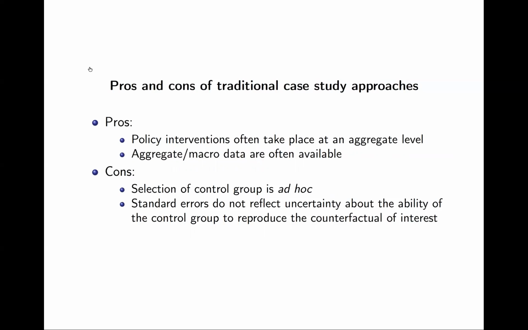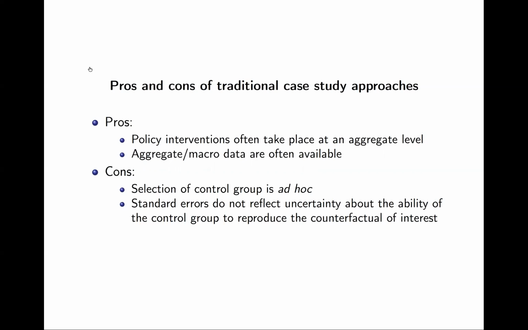Think about the Card-Krueger minimum wage study. What's the control group for New Jersey? Pennsylvania. Why? It's next door. Well, why does that matter? Why does being next door mean it's going to have parallel trends? I don't know, right? So usually it's just not really well thought out, it just kind of picks a unit.